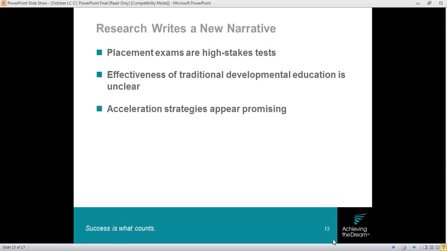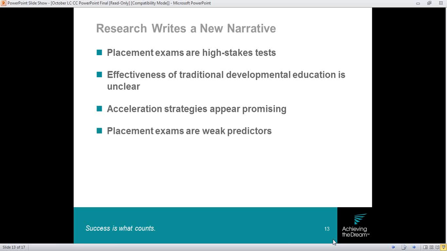A third and related point, one of the things people are looking at is acceleration, and some acceleration strategies look quite promising. The research is fairly new. It's not definitive yet, but there are approaches such as mainstreaming with support that's used in Baltimore, where students who are below the cut score for college-level courses are placed into the college level and given additional support, and the initial research suggests that those students are doing well. Other ways of compressing curriculum, some of you here may be doing it.